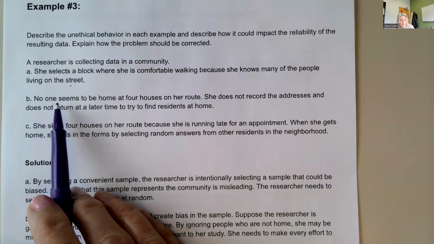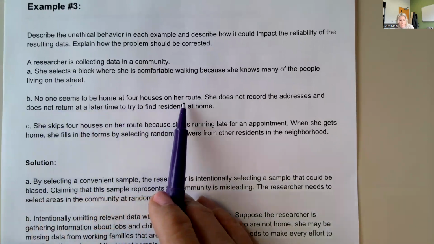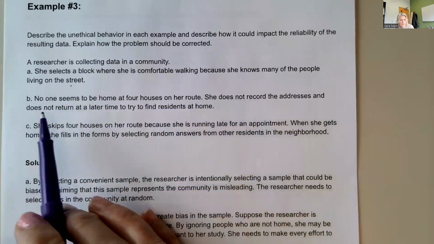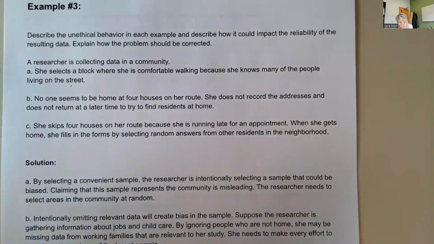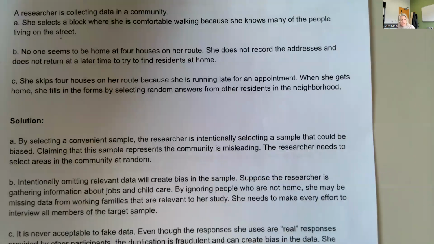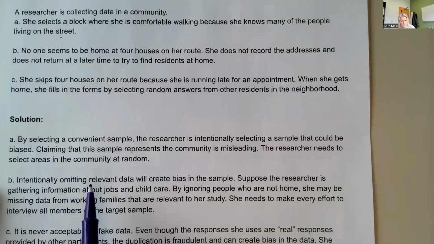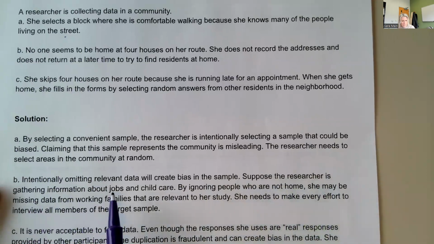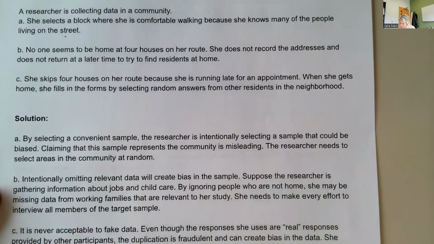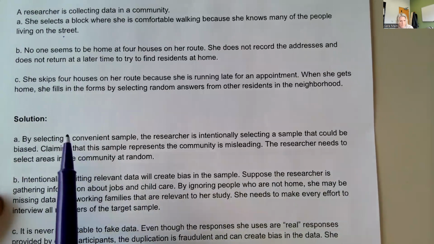The researcher, no one seems to be at home at 4 houses on her route. She does not record the addresses and does not return at a later time to try to find residents at home. So under the solution, it says intentionally omitting relevant data will create bias in the sample. Suppose the researcher is gathering information about jobs and childcare. By ignoring people who are not home, she may be missing data from working families that are relevant to her study. She needs to make every effort to interview all members of the target sample.